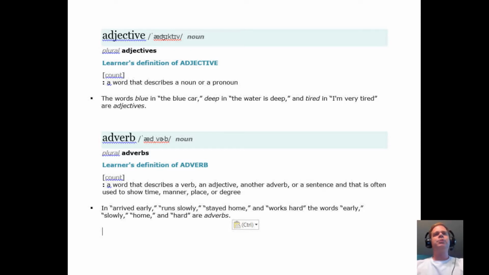Today, what we're going to do is look at the difference between adjectives and adverbs in English and when and where you should use them. So, we'll take a look. I pulled up the definition of adjective and adverb.